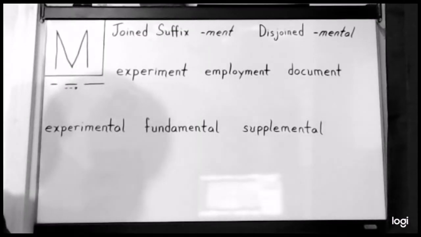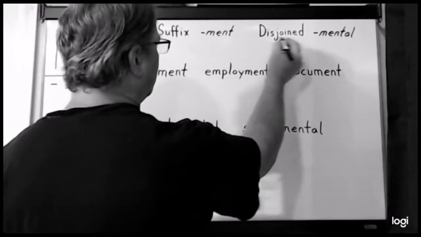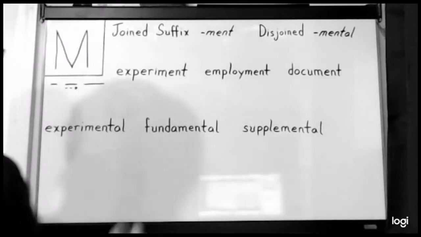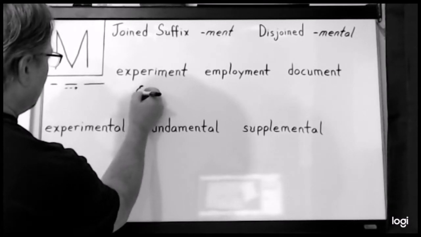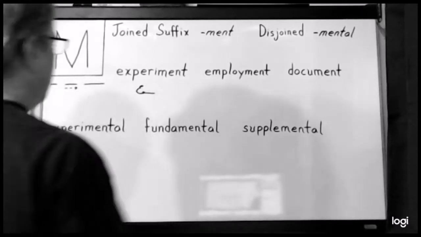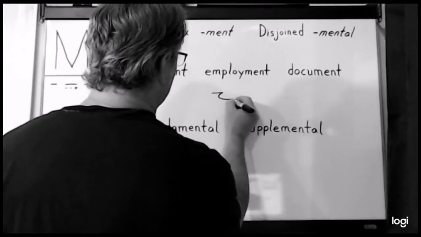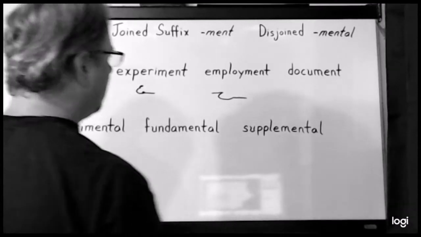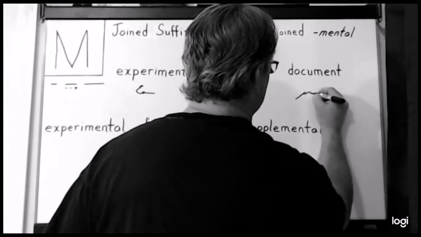The M can also stand for the joined suffix ment and the disjoined suffix mental. So for the joined suffix, we'll start with the word experiment, which is E-S-P-R-E-M. It's an experiment. Employment, it's just the M-P-L-M. Document is just D-O-K and the M.